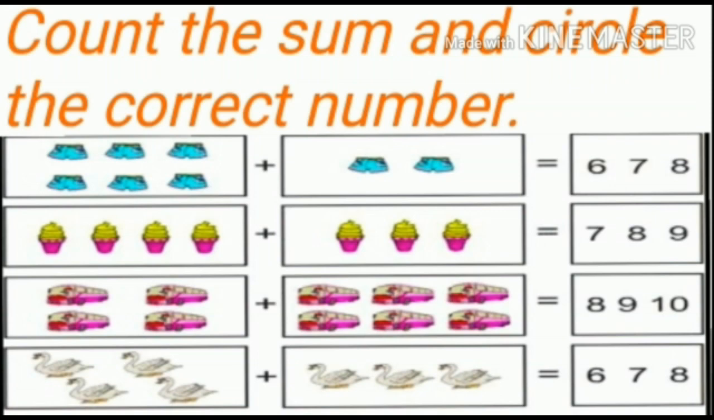So we keep 6 in our mind and count forward 2 steps more in another box of pens, that is 7, 8. So, we are going to circle the correct number 8 in the given options. The rest you will do.